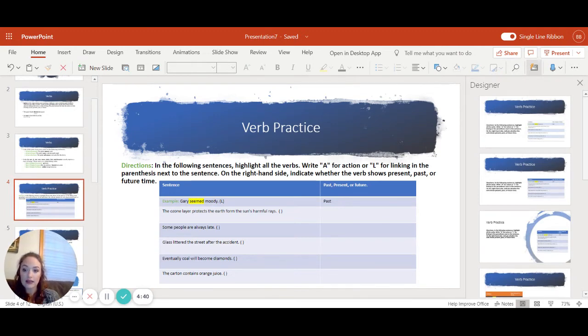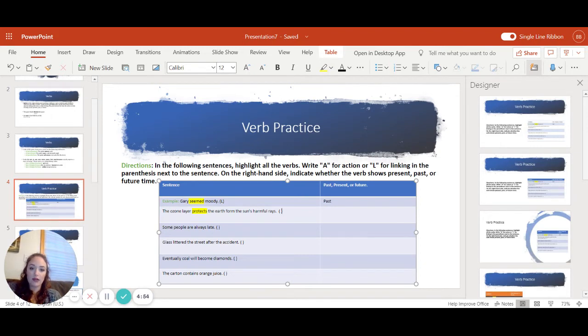I'll do one more with you guys. So the ozone layer protects the earth from the sun's harmful rays. So protects is a verb. It is an action verb because you can physically protect someone, and it ends with an S, so that is present. Okay? So go ahead and pause me and complete numbers 1 through 4 now. Well, I guess just the last 4. Complete those now. Pause me. Okay.